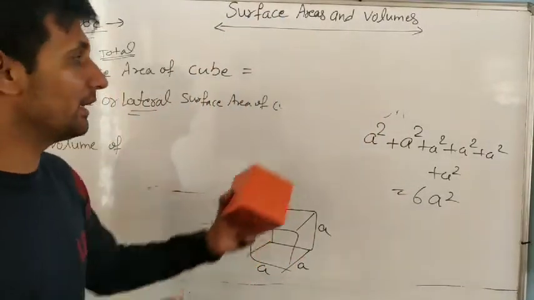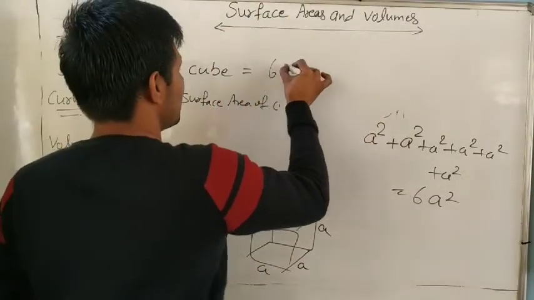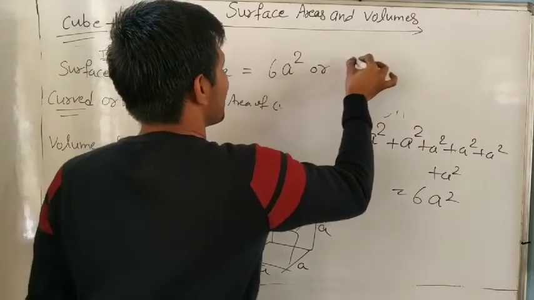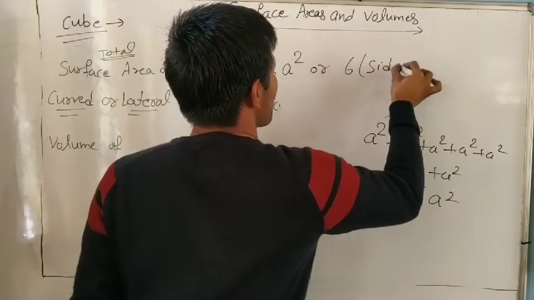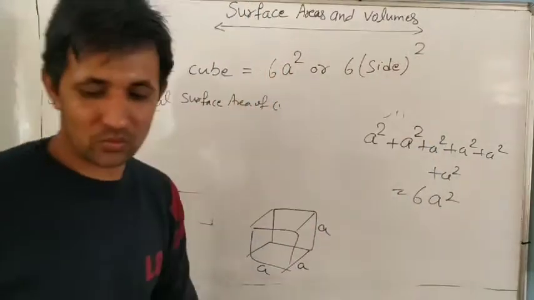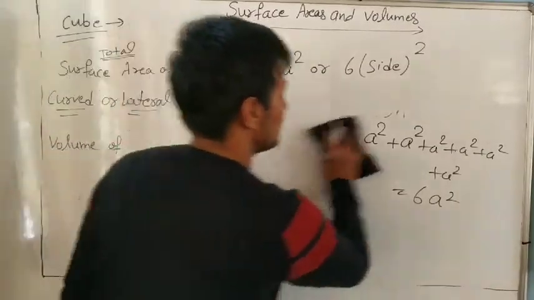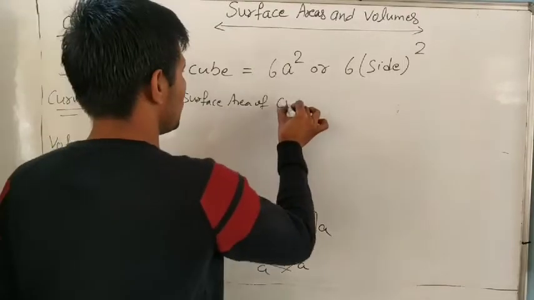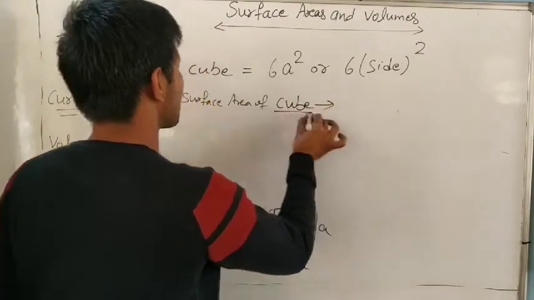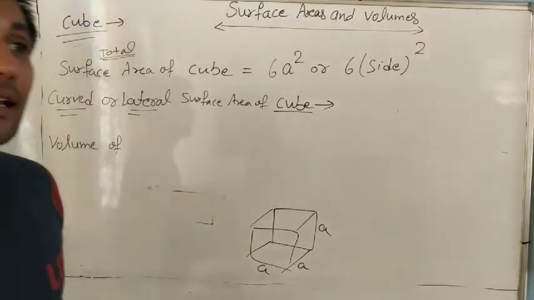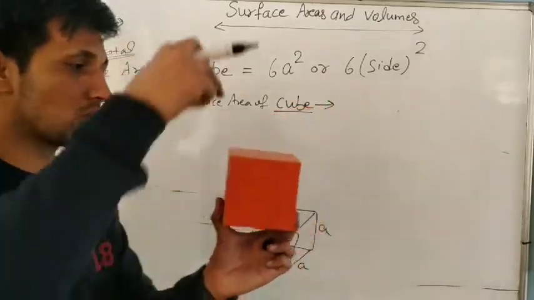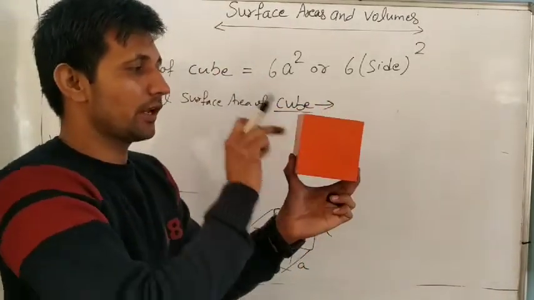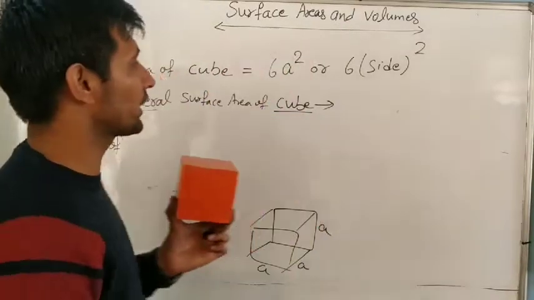We already learned this in 8th class. So 6a square, or you can say 6 into side square. It is the surface area of a cube. Now lateral surface area, lateral or curved. Lateral means the area of only 4 walls: 1, 2, 3, 4. Top and base are not included.